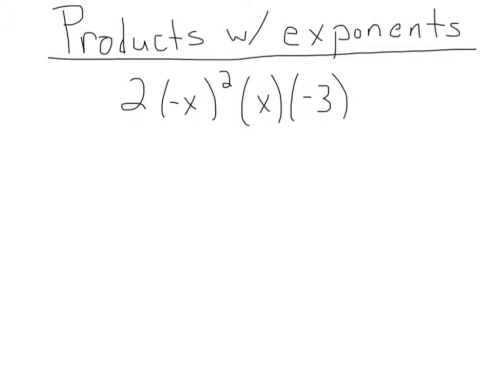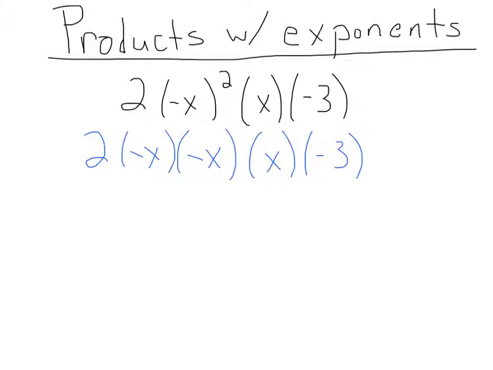When we come across expressions that have exponents in it, we are going to want to expand our expression out. So for this, we're going to have 2 times -x times -x, which just took care of our power, times an x times -3. Now that we have expanded out our expression and gotten rid of our exponent, we are going to figure out what our product is.